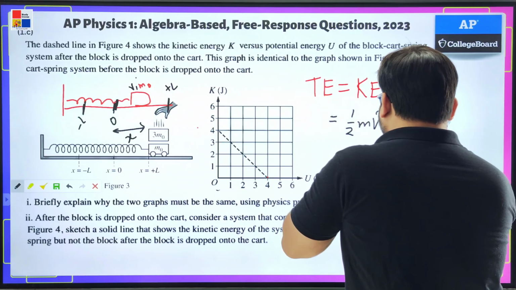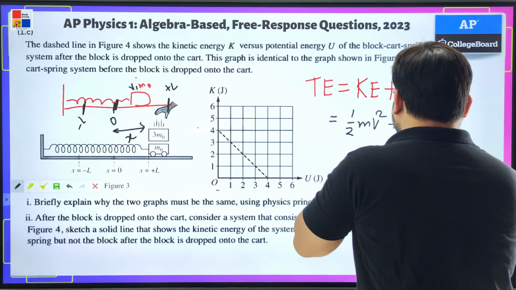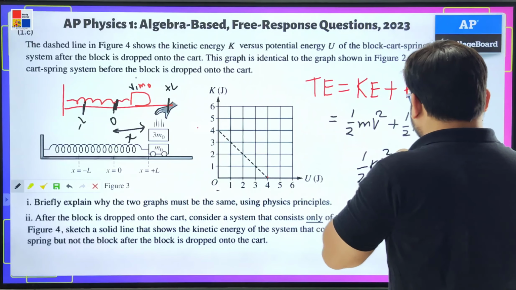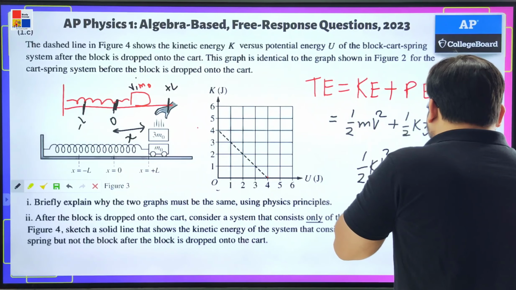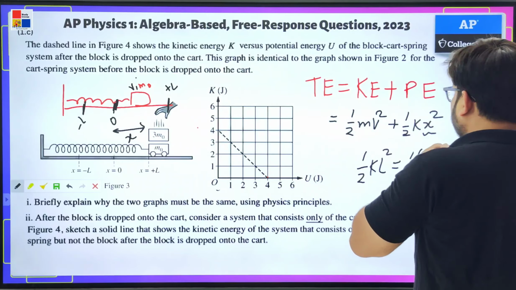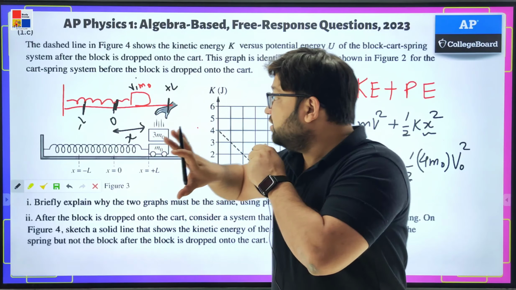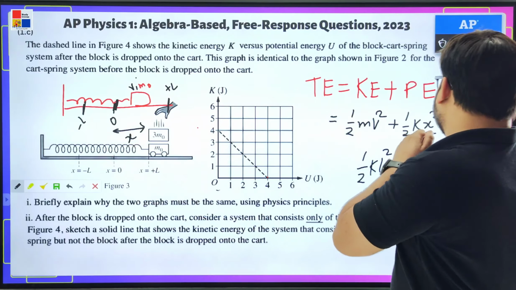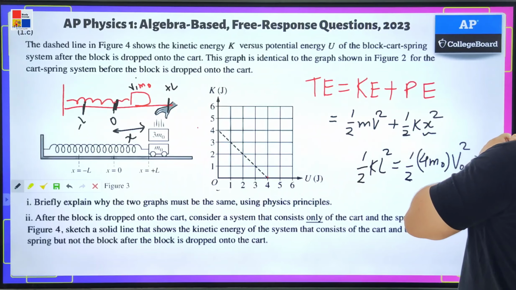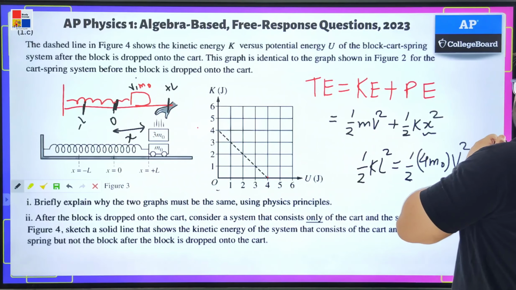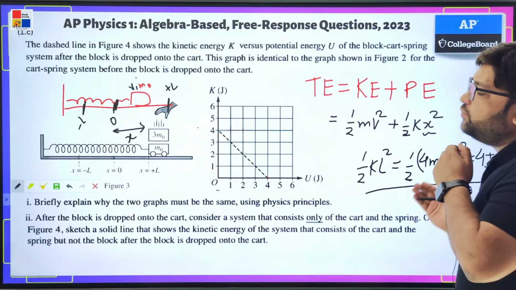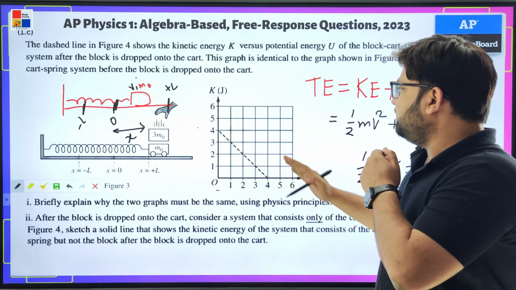So half K L square is equal to half 4 m naught, this is the new mass, into V naught square. If V naught is the speed at the mean position, if the speed of the 4m naught block at the mean position is V naught, this is equal to the total energy of the system, 4 joules. So for this one also, if you make a graph, you'll get the same thing.